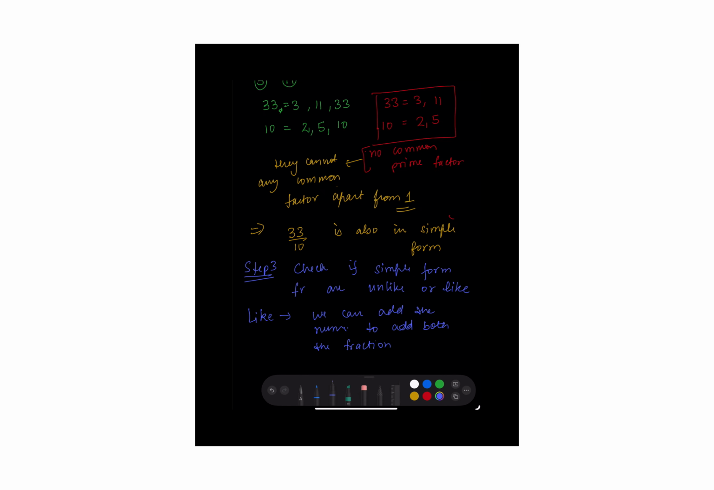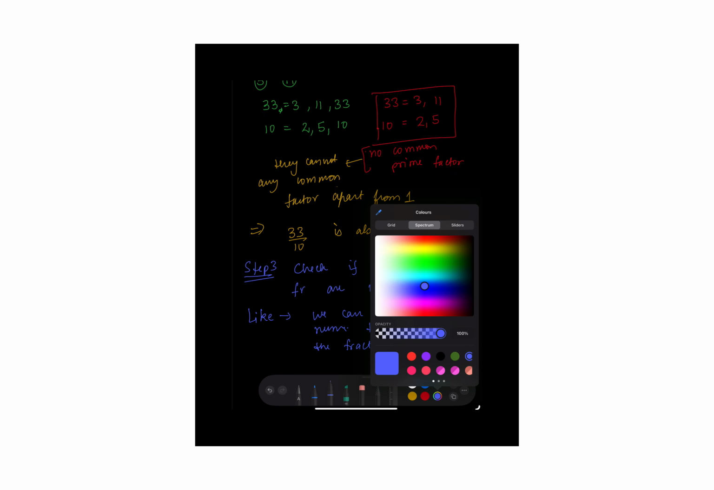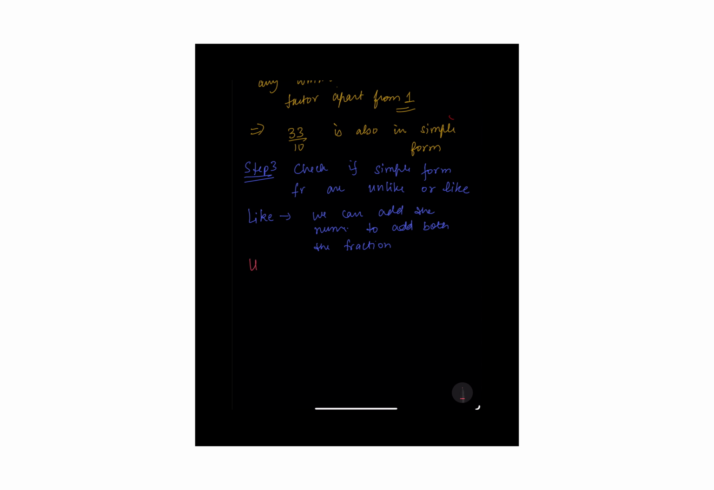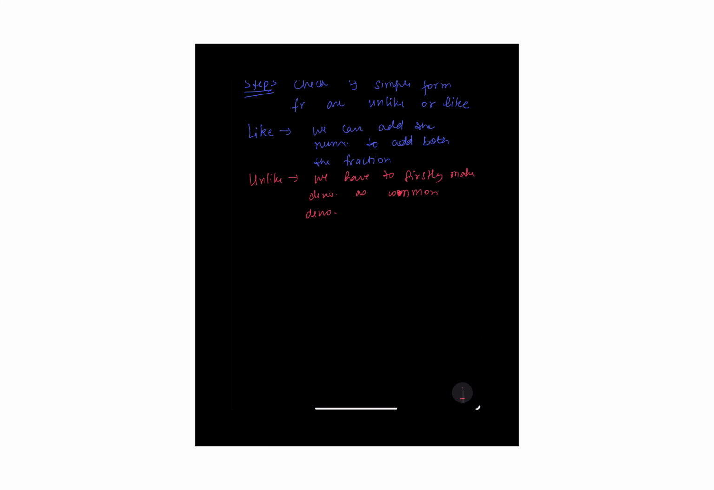But in case your fractions are unlike fractions, in that case, we have to firstly make our denominators a common denominator. Now there are multiple ways to do that. I will show two methods.